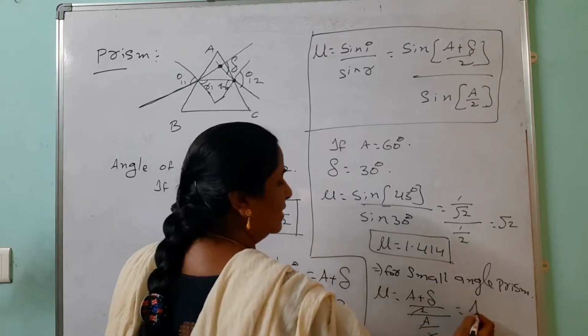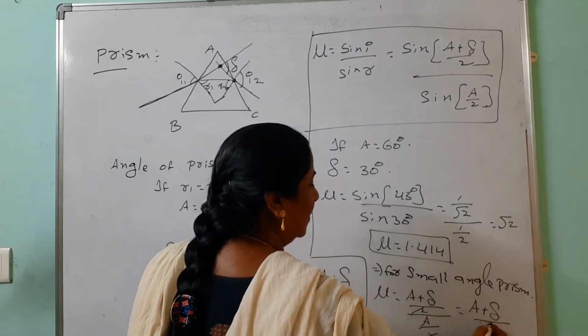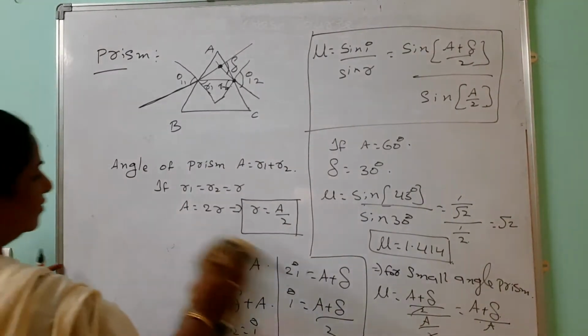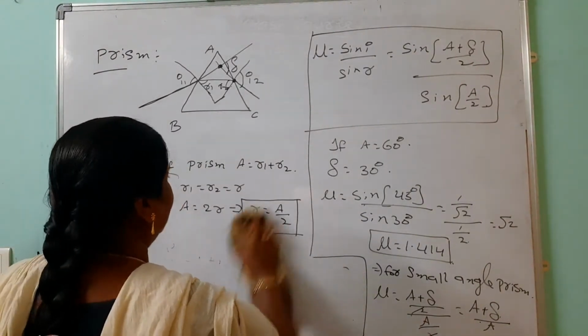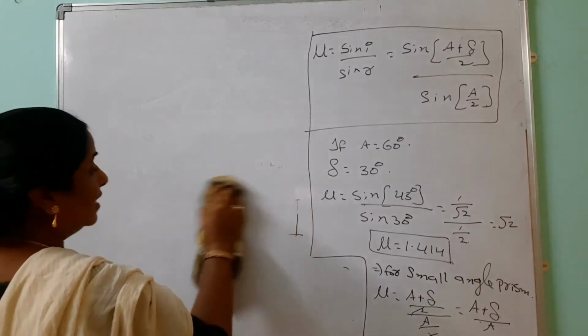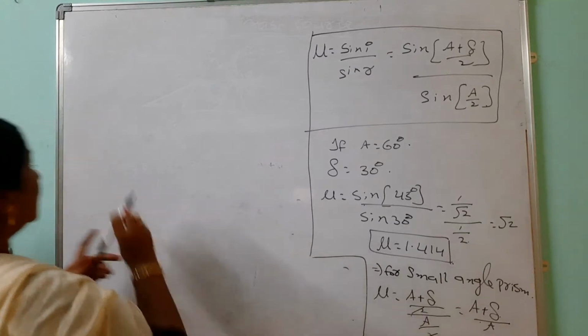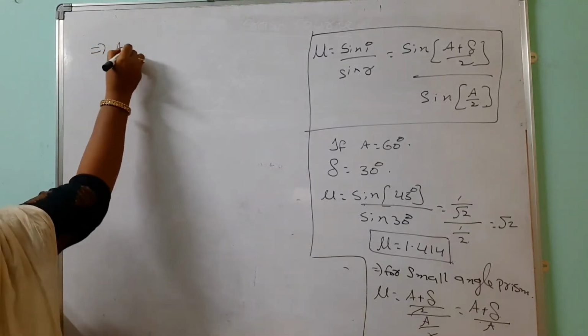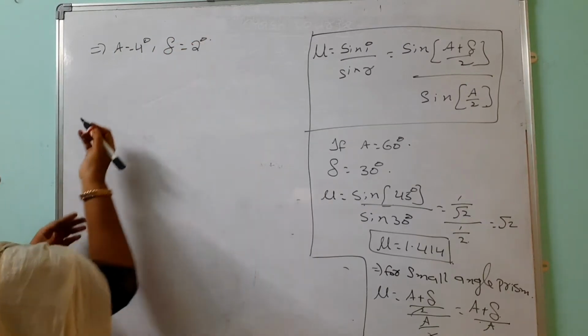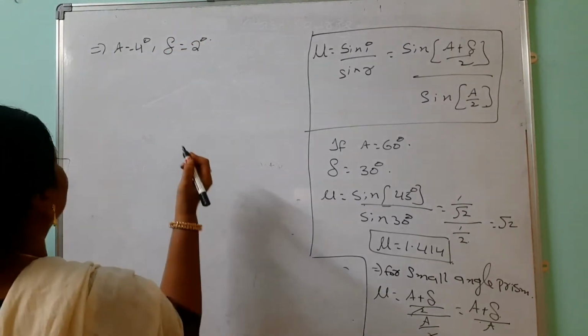This one cancels. You are getting mu equals a plus delta by a. The problem is like this. If the angle of the prism is 4 degrees, that angle you can observe here, that angle is very small. In this case, suppose the given data is A equals 4 degrees, then delta equals 2 degrees. Find the refractive index of the material of the prism.